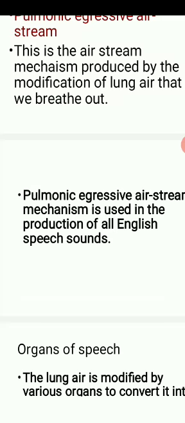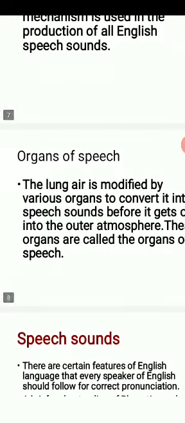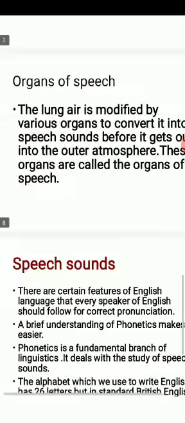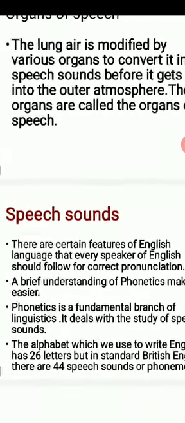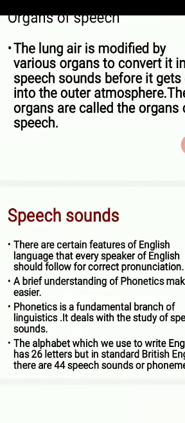Okay, next thing we discussed is the organs of speech. Different organs of speech help us to produce different sounds. Organs of speech such as vocal cords, tongue, lips, nose, etc. are helping us to produce different sounds in English. And in today's class we are going to discuss speech sounds.